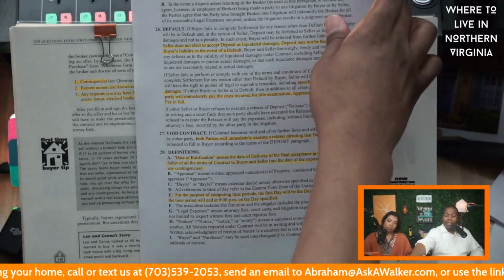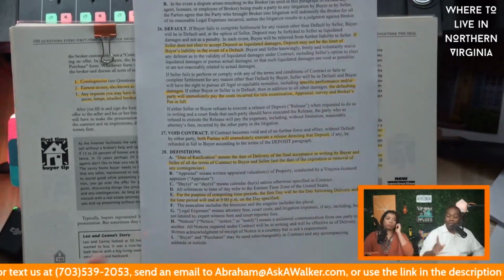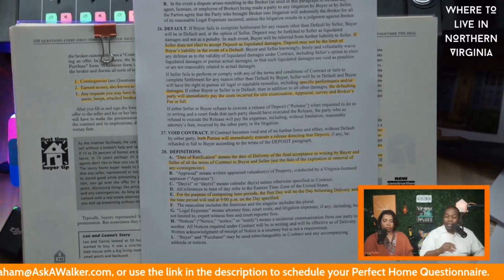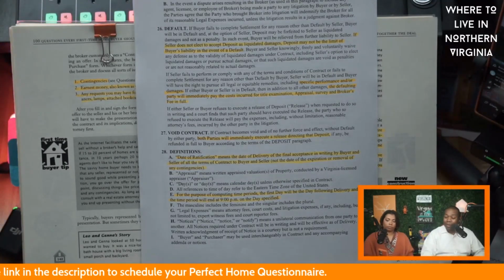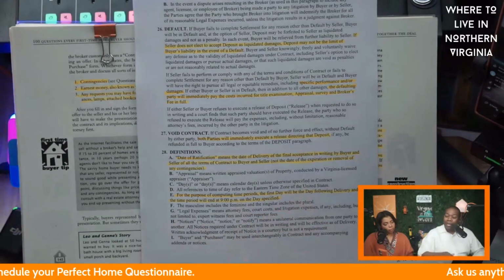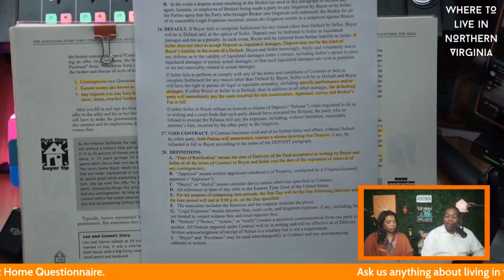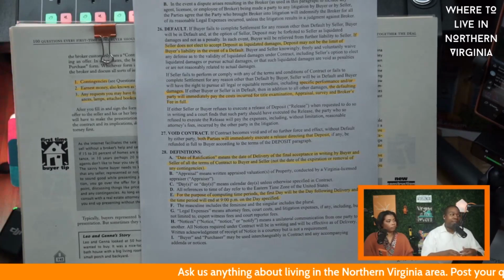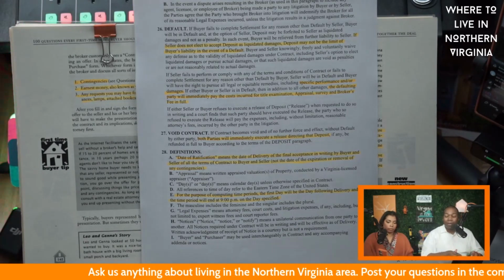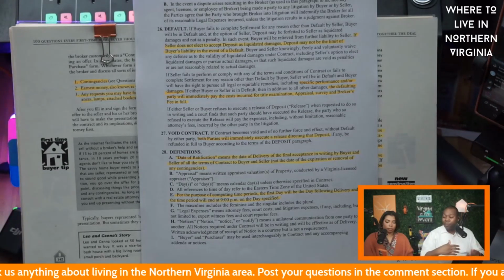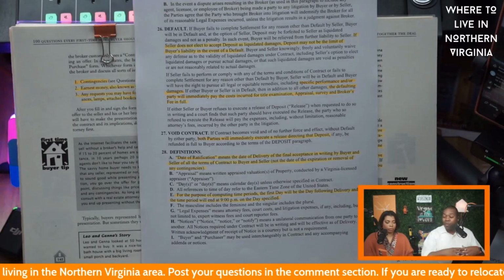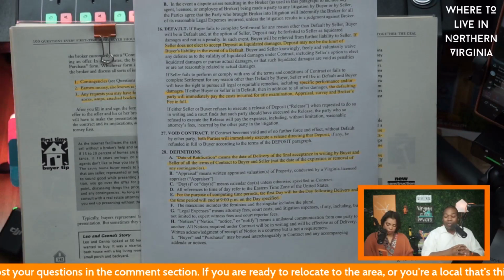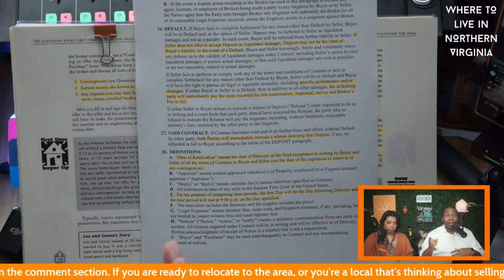Now, as far as definitions are concerned, we already talked about date of ratification. One thing I wanted to highlight was the definition for letter E. It says, for the purpose of computing time periods, the first day will be the day following delivery, and the time period will end at 9 p.m. on the day specified. So just keep in mind that 9 p.m. is going to be a very popular time for when we need to have things turned in, or when we should expect to receive some type of communication from the seller, or if you're a seller, from the buyer.